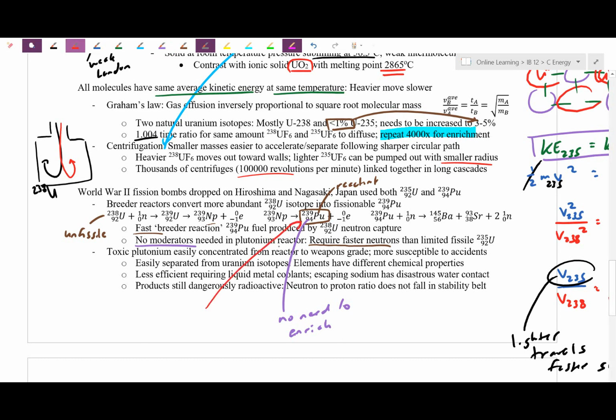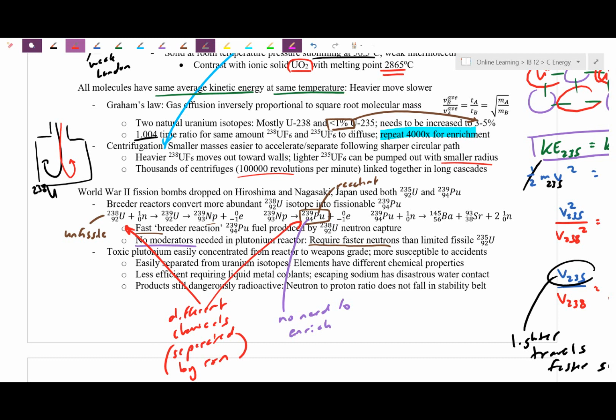Let me just actually write this down for you here. Because plutonium and uranium are different chemicals, they can be separated by chemical reactions. So we're not just leveraging those physical characteristics here. There are reactions that uranium does that plutonium doesn't, and vice versa.